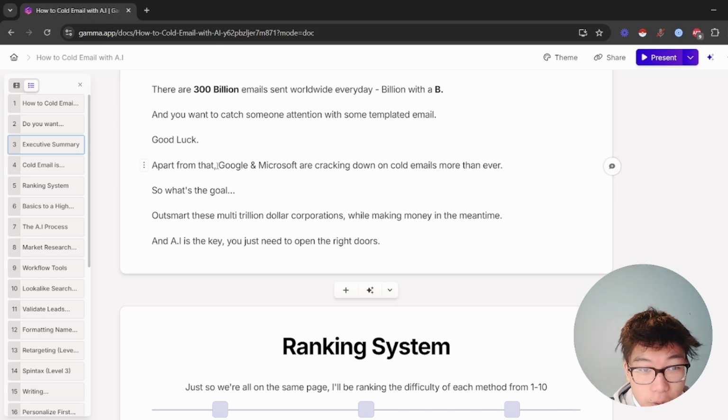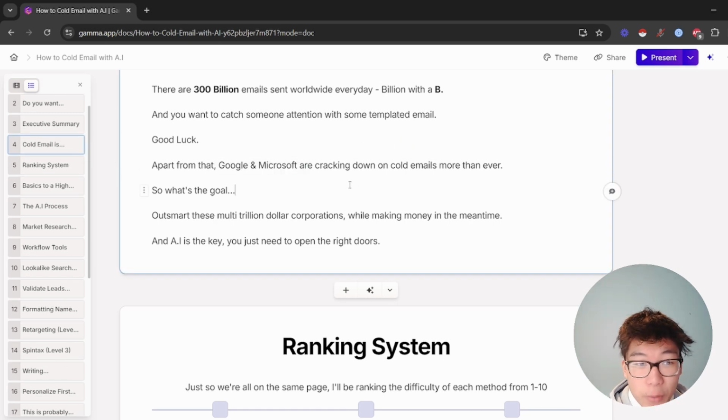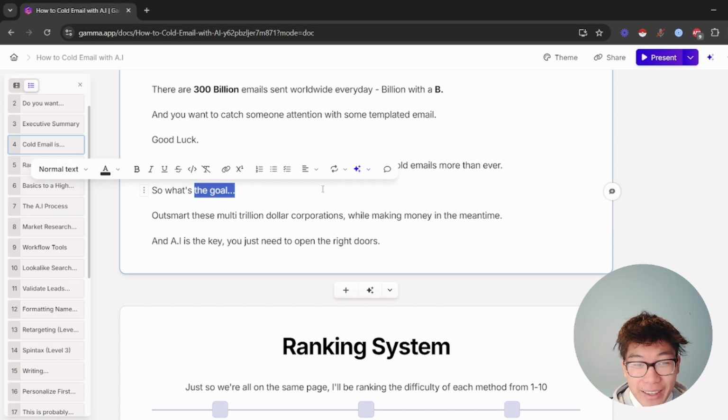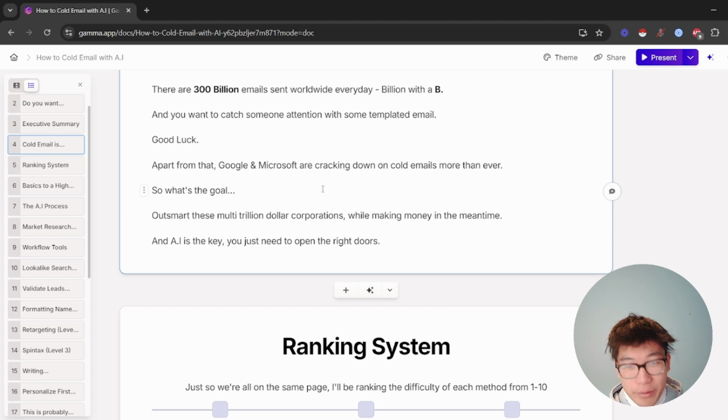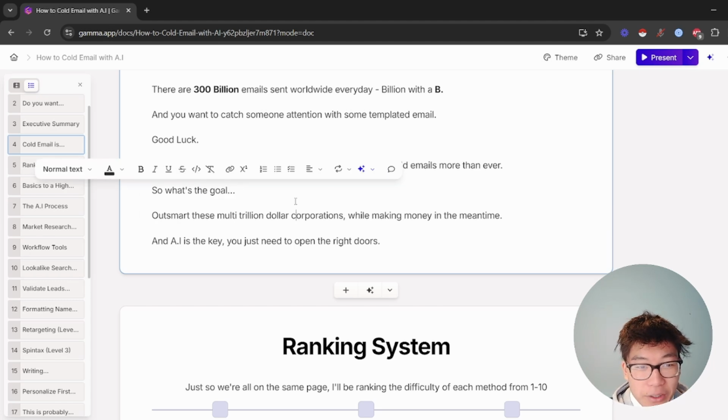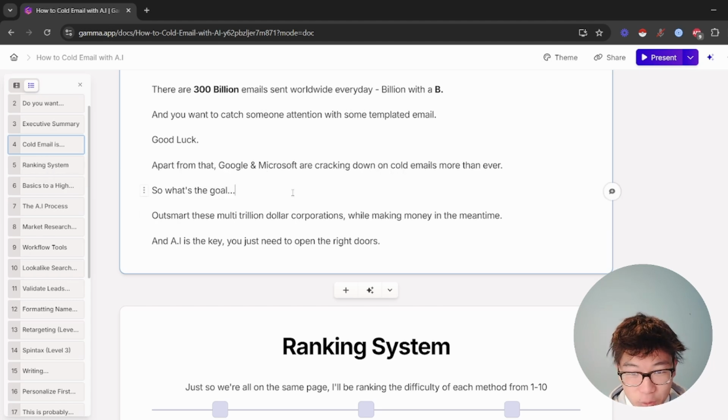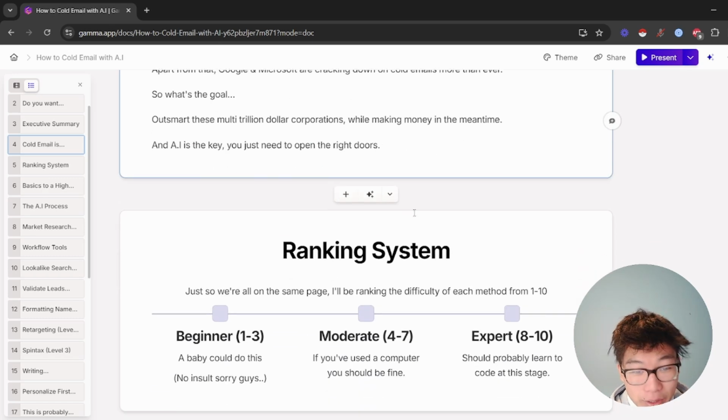Apart from that, Google and Microsoft are cracking down on cold emails more than ever. If anybody was around for the last few months, Google and Microsoft just broke in their servers, and the whole emailing infrastructure just went down. And yeah, it was very unprecedented, but this is what I'm saying. So what's the goal? Outsmart these multi-trillion-dollar corporations while making money in the meantime. And AI is the key. You just need to open the right doors.